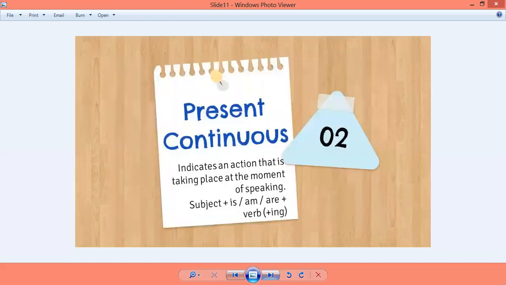Right. So that is the end of simple present tense. In the next series, in the next video, we will see present continuous tense.